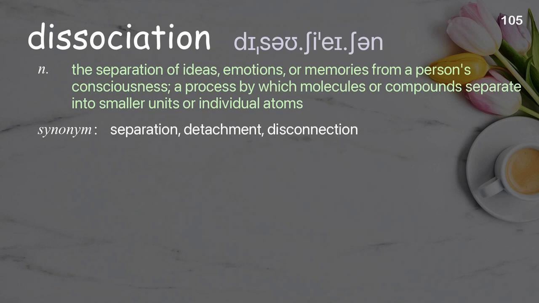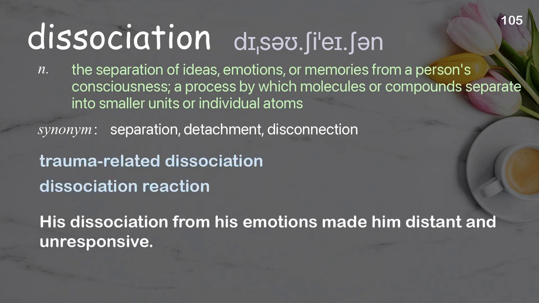Dissociation. The separation of ideas, emotions, or memories from a person's consciousness, a process by which molecules or compounds separate into smaller units or individual atoms. Examples. Trauma-related dissociation. Dissociation reaction. His dissociation from his emotions made him distant and unresponsive.